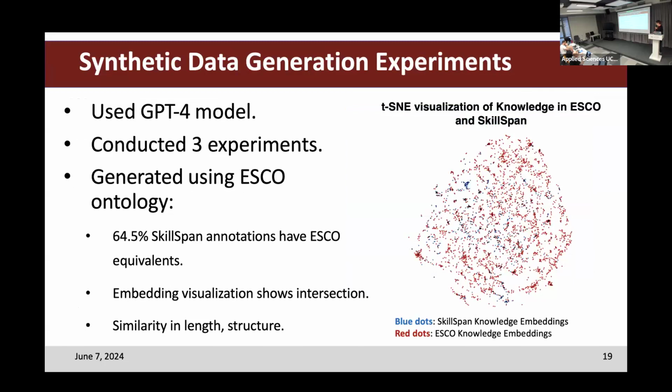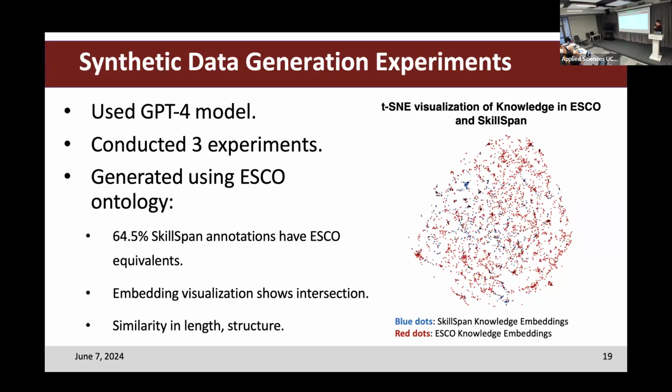Once we found that LLMs are not that great for standalone detection of skills, we went to the synthetic data generation experiments. We used the GPT-4 model for it, and we conducted 3 experiments. What is the main idea? We use the ontology ASCO, and we generate the context around the skill or the several skills or knowledge that we select from this ontology, so that it sounds like a sentence from a job posting.